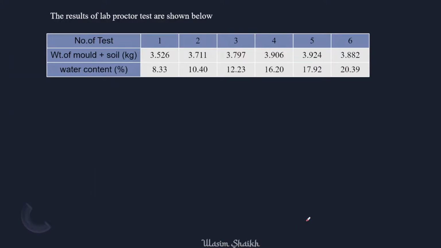Anyways, these are the numerical results of a lab Proctor test. The same method can also be applied for the modified Proctor test, whether it is light compaction or heavy compaction. The first row is the number of tests. Six tests were performed, and the weight of the mold plus soil is given in kgs. Next given is the water content. So these three things are given.